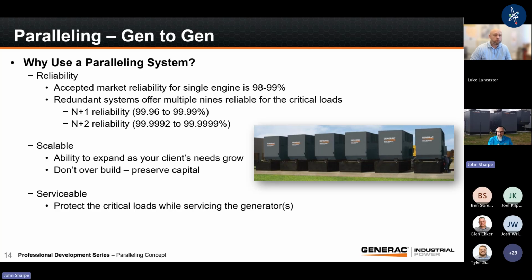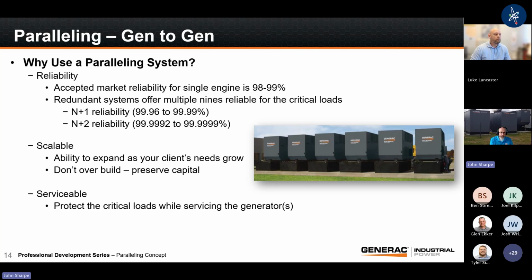So having the opportunity to add additional generators for N+1 reliability or N+2 reliability makes the customer much more comfortable, because they know, heck, even if 1 generator doesn't start or 2 generators don't start, you have the ability to make sure you're still covering your necessary loads. Right. Other reasons that we would talk about using a generator paralleling system.